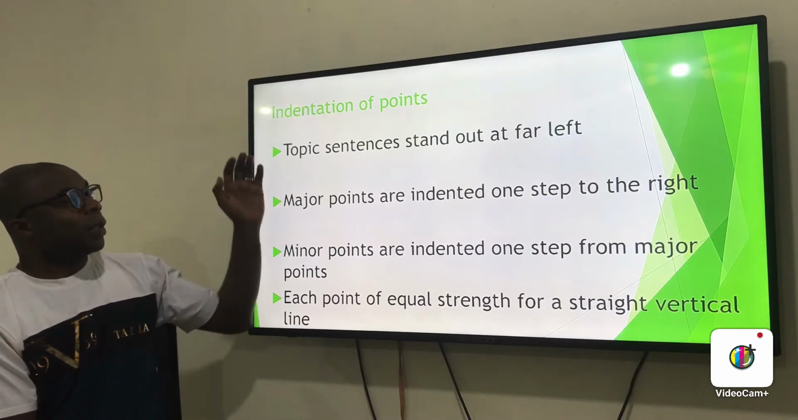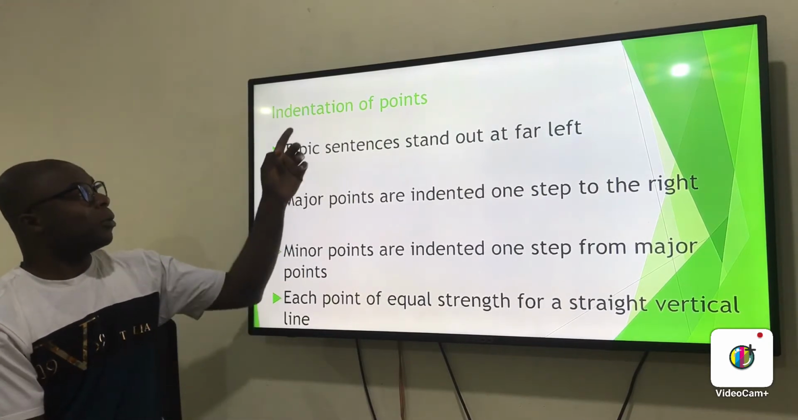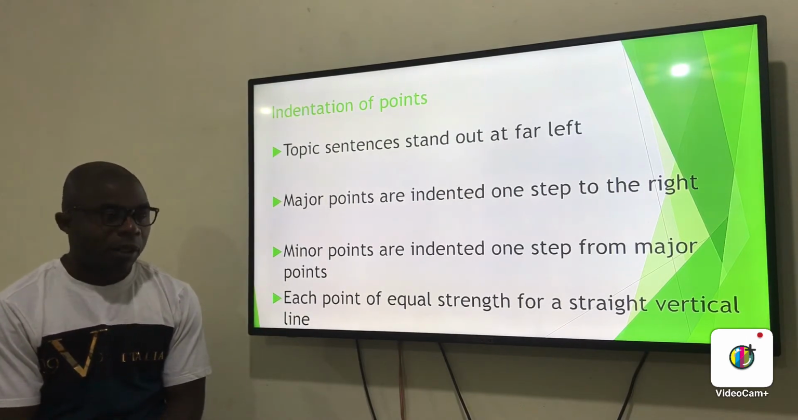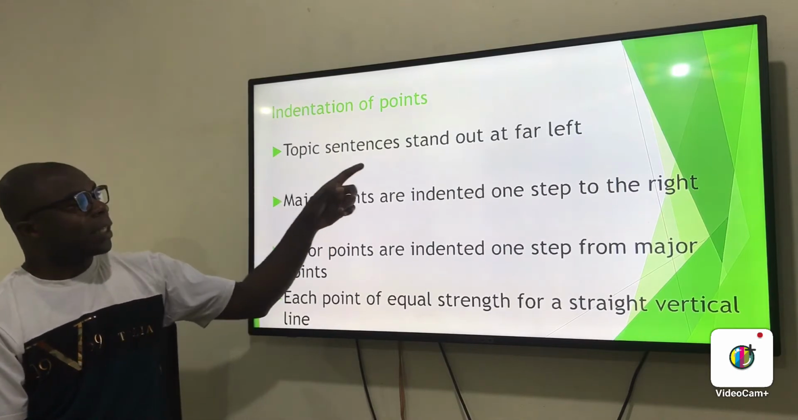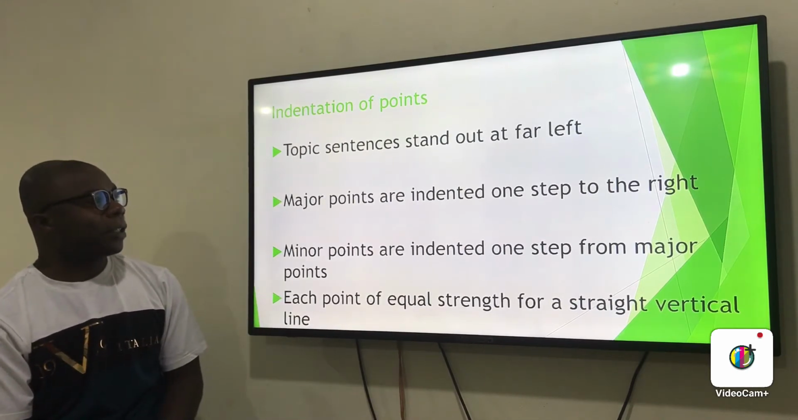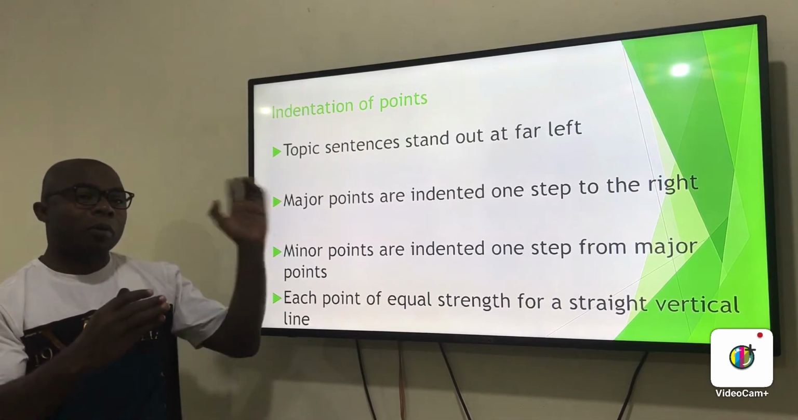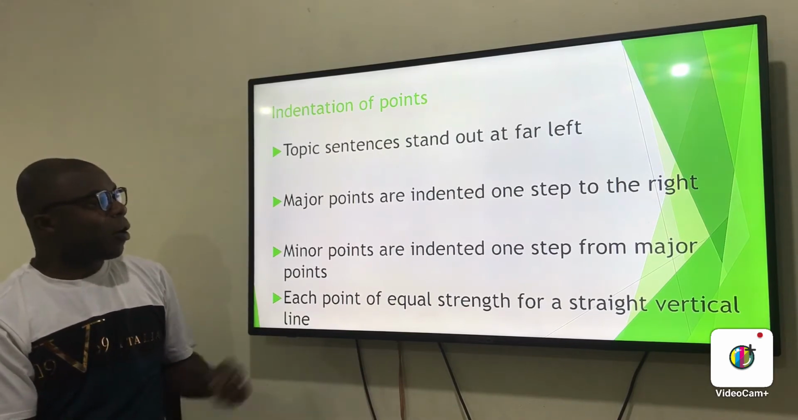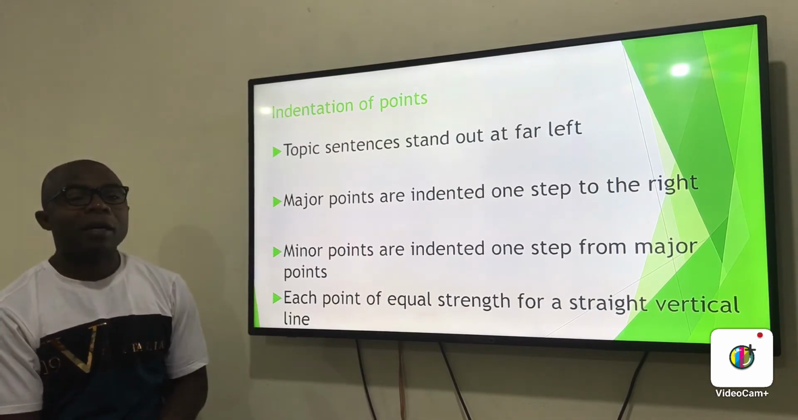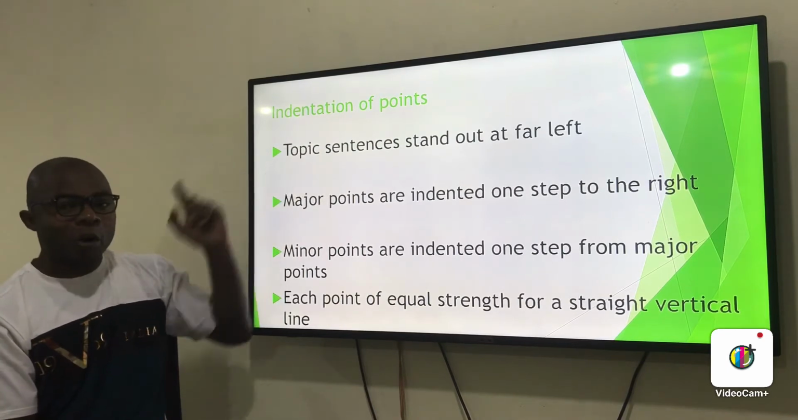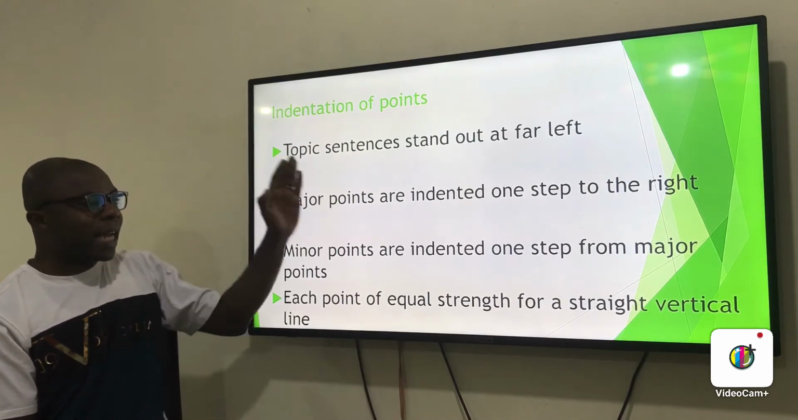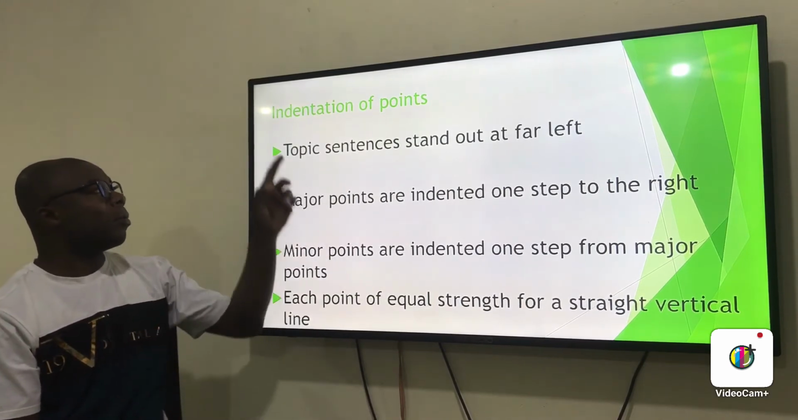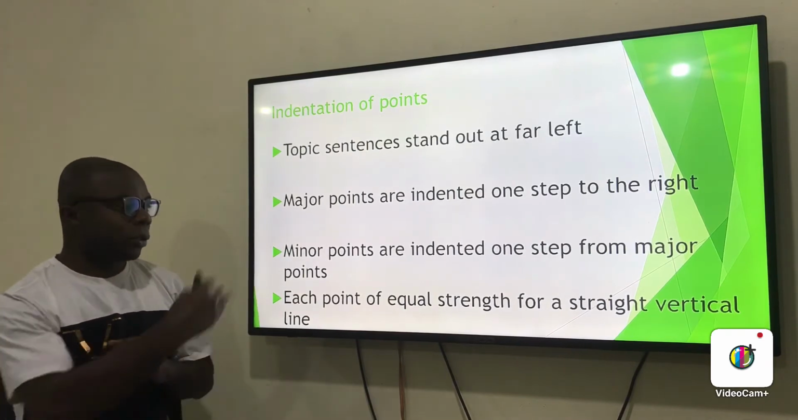Now, when it comes to the numbering of points, you have to remember that indentation of the points is very important. The topic sentences stand out at the far left. So the most important point, the most powerful, will be at the far left. And then because the major points are supporting the topic sentences in your outline, they should be a little bit indented, one step to the right. So they will be away from the topic sentences, one step to the right.